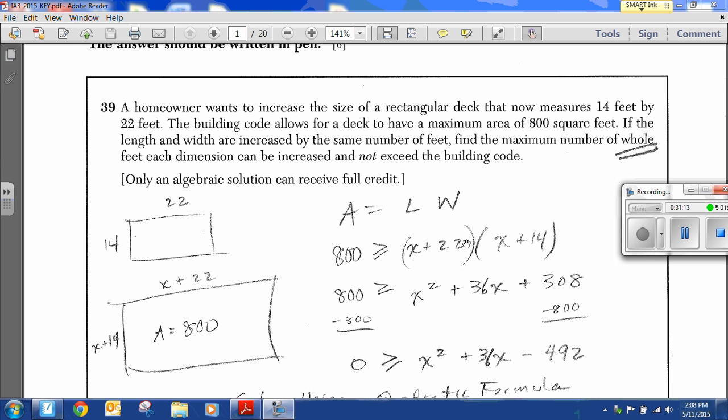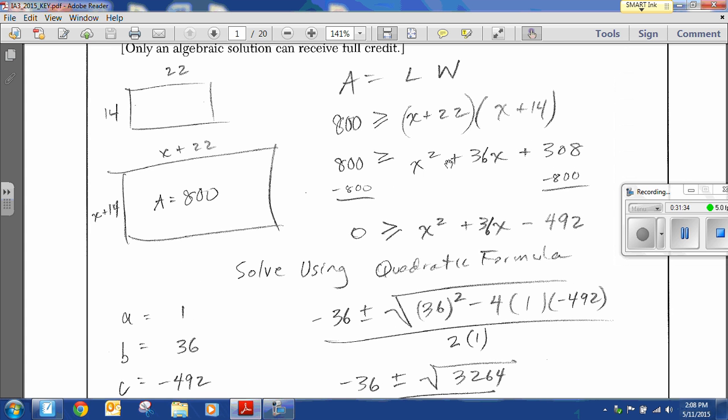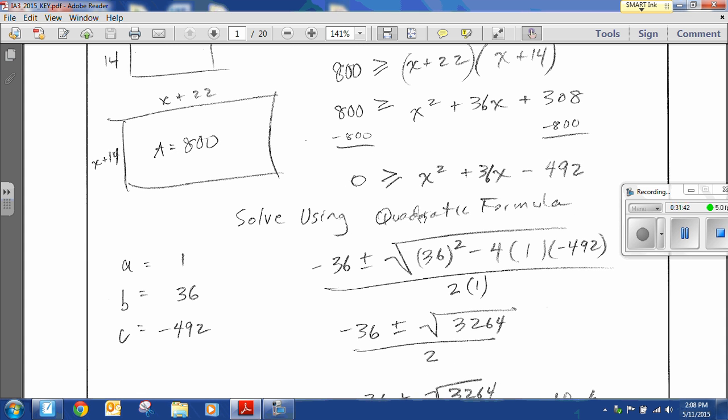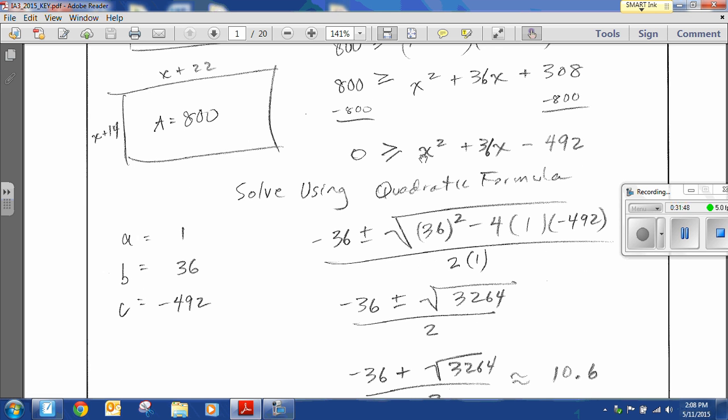Then we're going to set up this inequality, because it cannot exceed 800 square feet. So 800 will be the maximum. 800 is greater than or equal to x plus 22 times x plus 14, because remember, we're using length times width to set up this inequality here. So basically we FOIL, we solve, set it equal to 0 on one side, and we must solve using the quadratic formula because this is not factorable. So we identify our A, B, and C. A is 1, B is 36, C is negative 492.